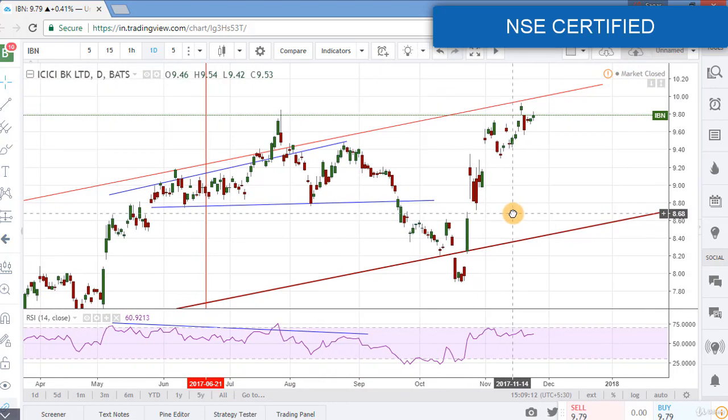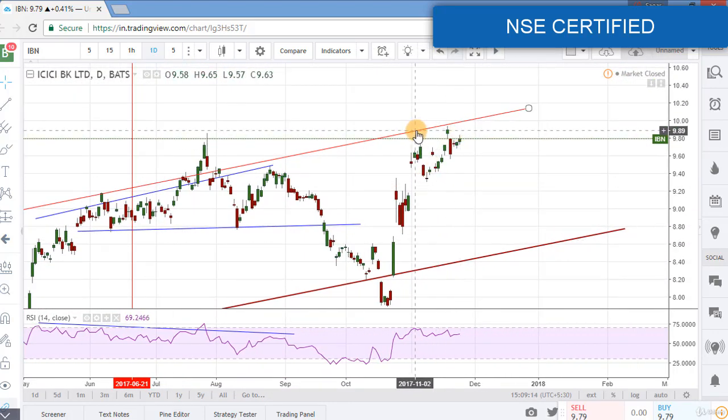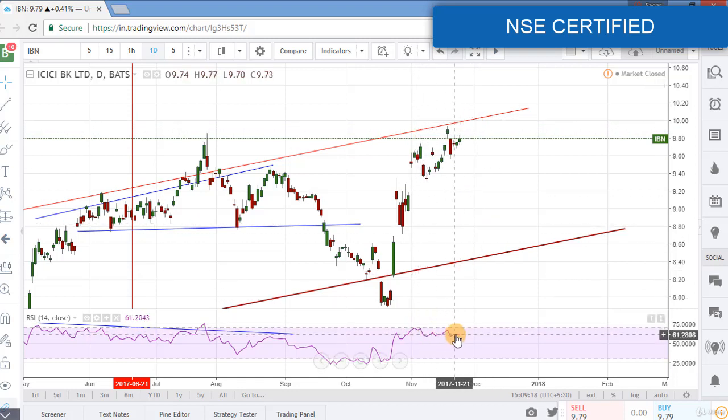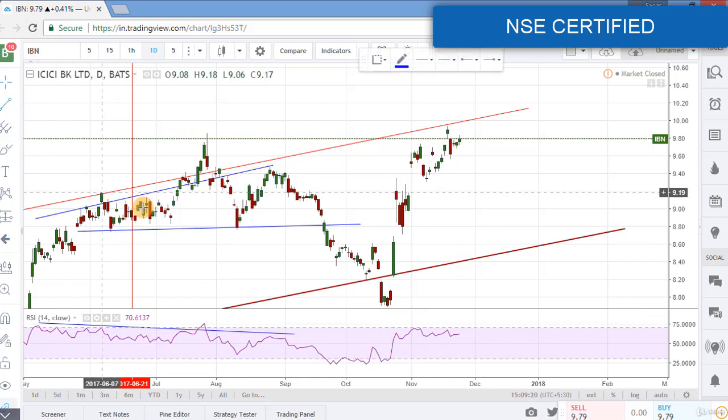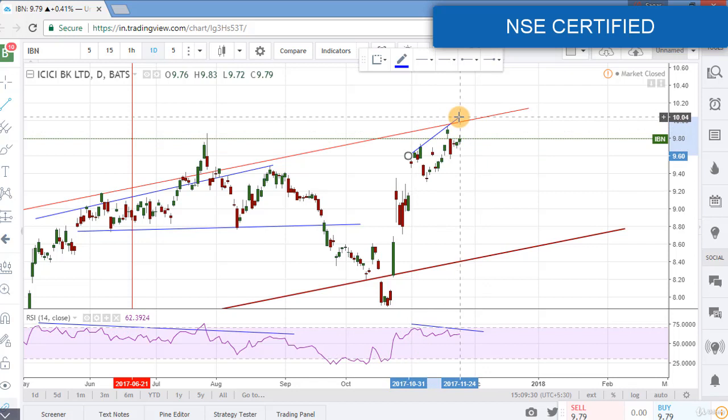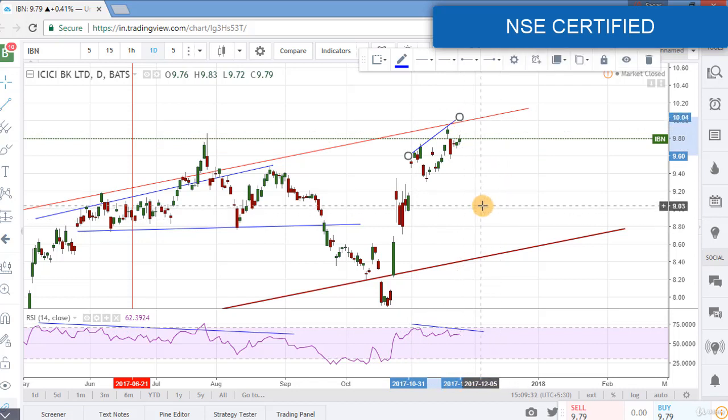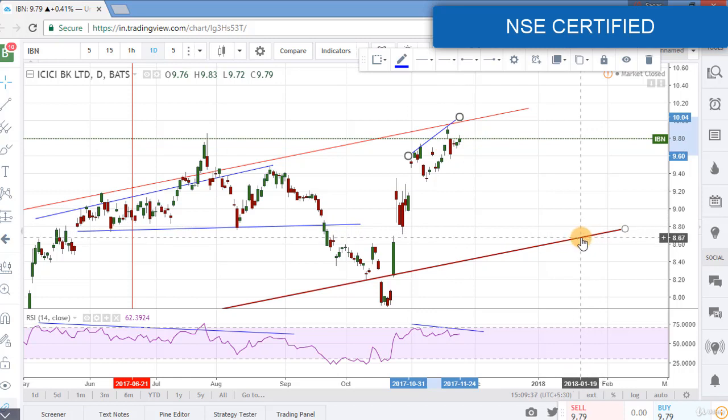Now the stock is again moving near these resistance lines and we are getting a negative divergence here. Again we are getting a negative divergence. So we will not buy here. Again, when it touches the lower trend line, that is the support line, we can buy this stock.